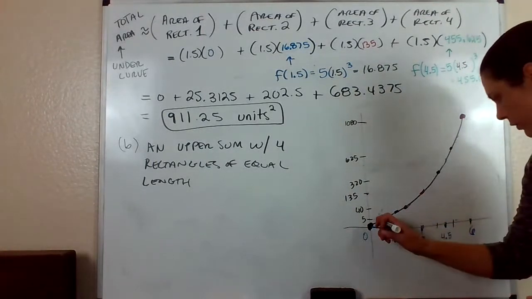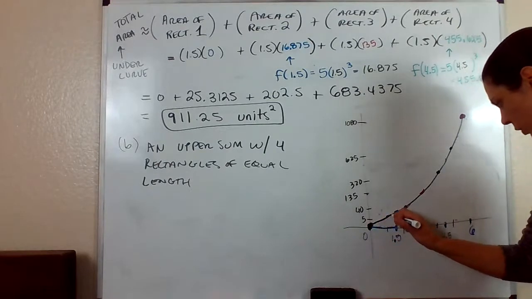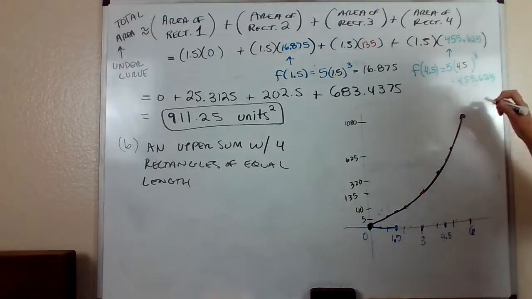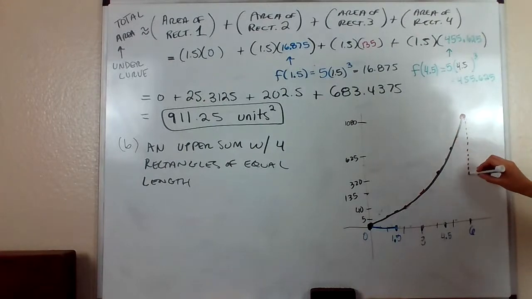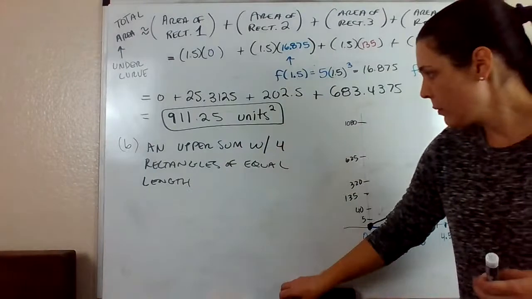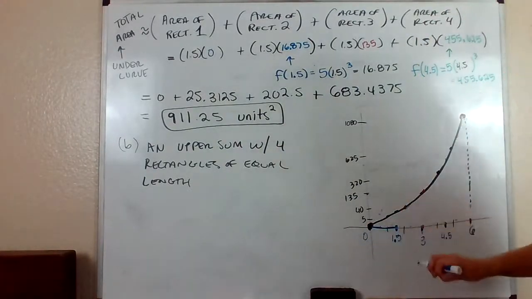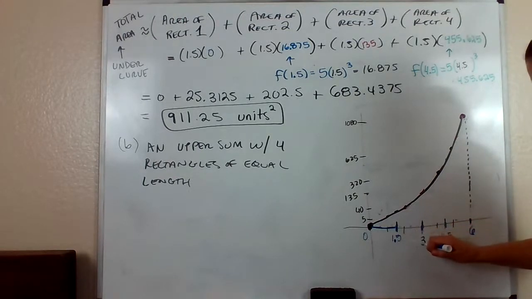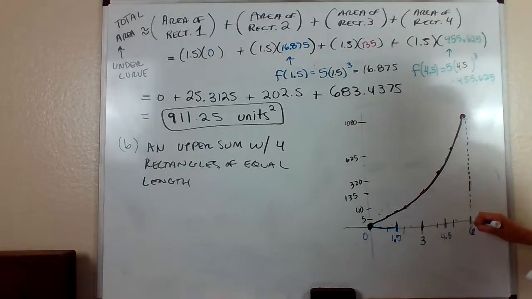All right, so there's my curve. Looks a little ugly. I erased a whole lot. Let's get that back there. Okay, so again, we're estimating the area under here. Because 4 is the same number of rectangles as the first one, we get to keep these intervals that we already found.